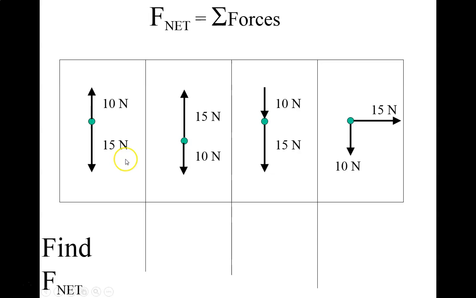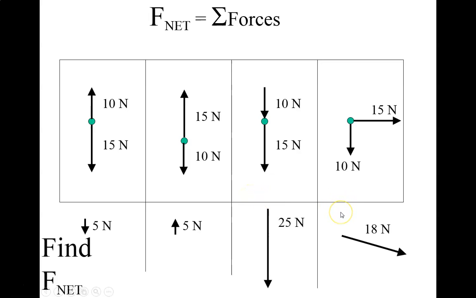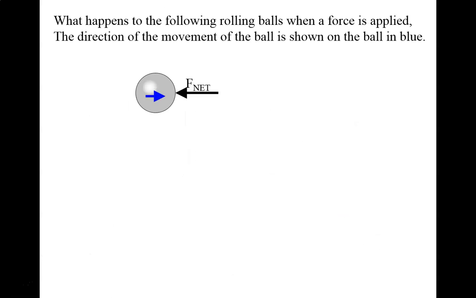What's the net force on the left here? My net force would be 5 newtons down. Then on the next one, 5 newtons right or up. And the next one, 25 newtons down, and the next one we have to use Pythagorean's theorem, but it's 18 newtons at a certain angle, which we could use sine, cosine, tangent to figure out.